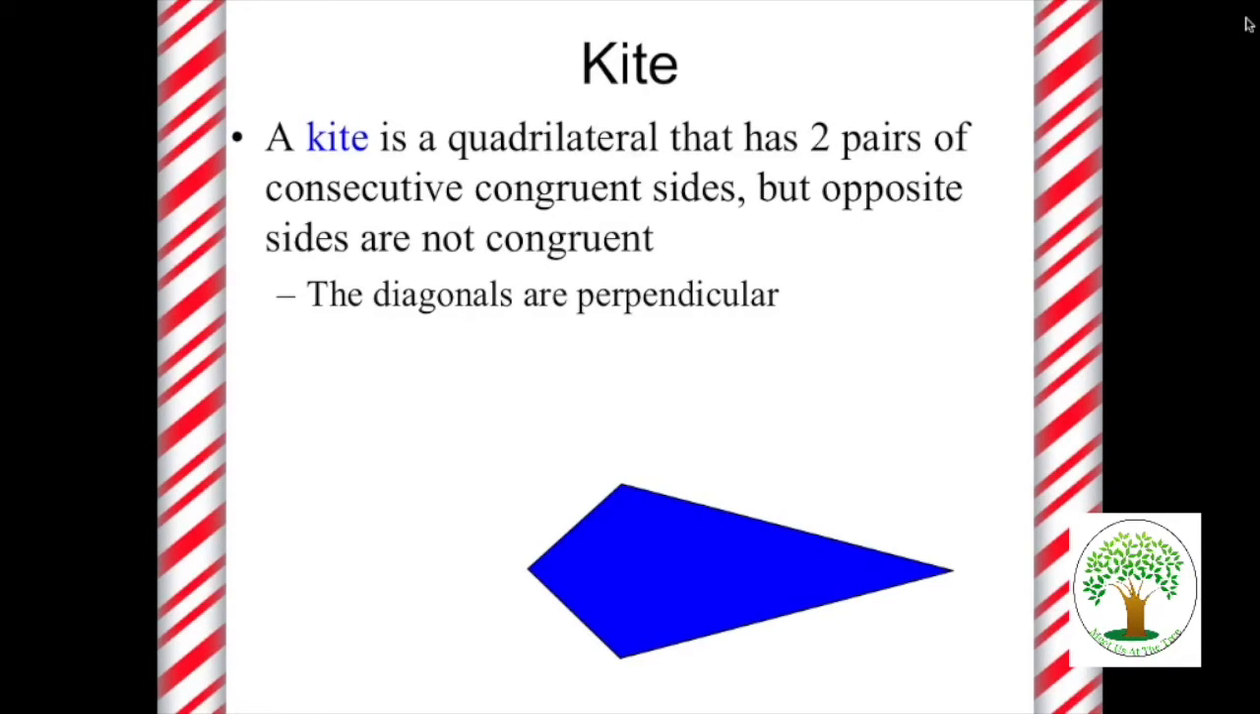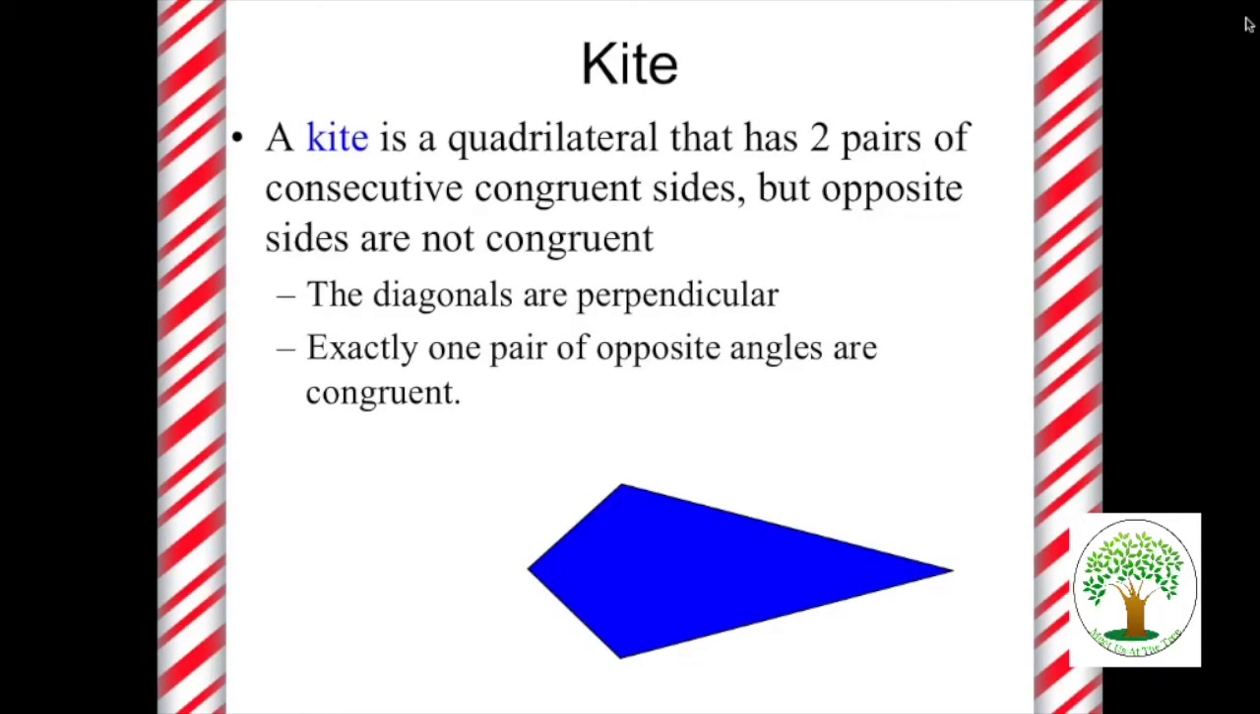Diagonals are perpendicular. Exactly 1 pair of opposite angles are congruent. Not both. I want you to look at the picture up there after you've written that down. We need to decide which of them are congruent. Which of the angles are congruent? We're going to base it on appearance this time. Which ones look like they might be congruent? The 2 that are, for us, up and down on that picture. So the top and bottom, not the left and right.